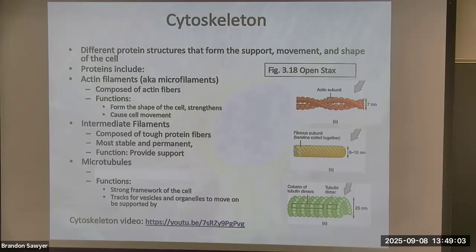Next we've got our intermediate filaments. These are tough protein fibers that are the most stable and permanent. They're like the skeleton of the cell. Think of these as the bones of the cell, so they're mostly just there providing support.